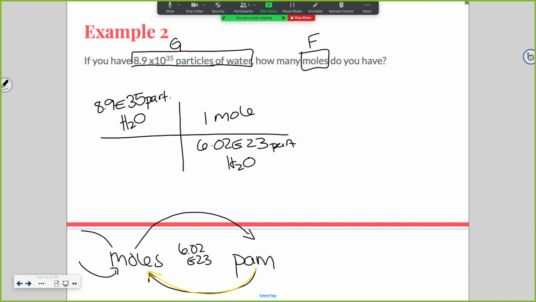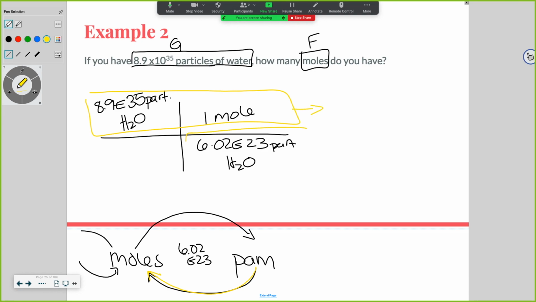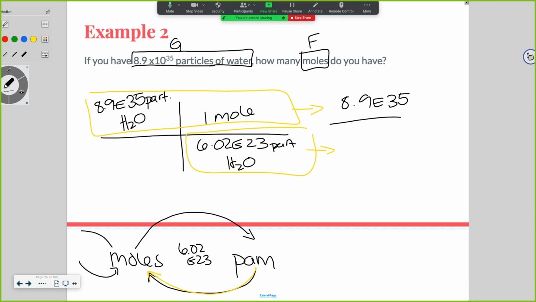Just think of this the same as if I said you had 36 inches, how many feet do you have? You would divide, there's 1 foot with 12 inches. Same concept. So multiply across the top, multiply across the bottom, which has nothing else there, get your 2 answers, and divide. So you should have 8.9E35 divided by 6.02E23. And what did you get?